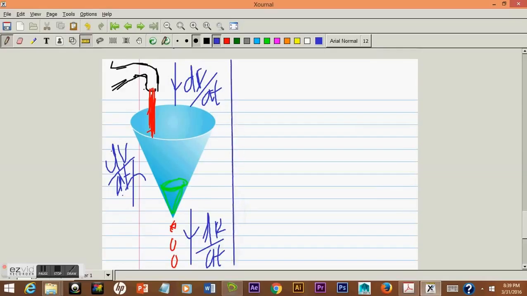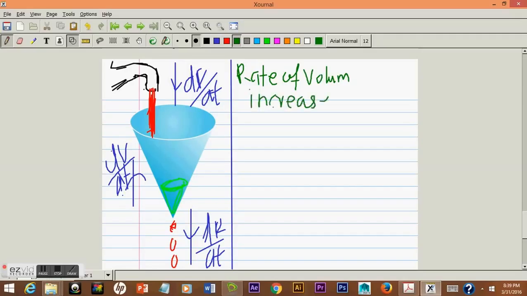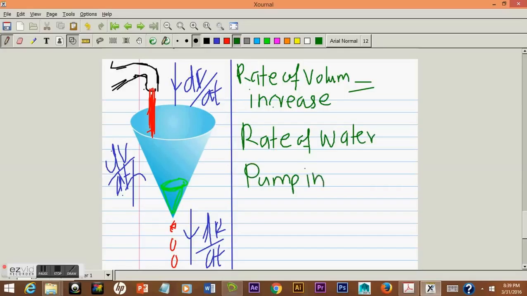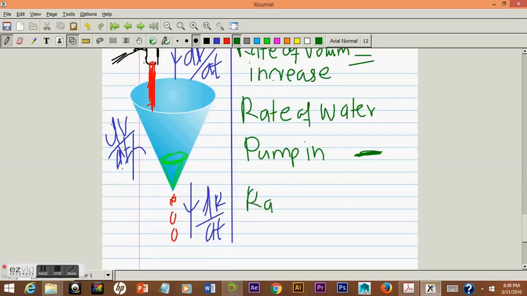So the theory: the rate of volume increase is equal to the rate of water pumped in minus the rate of water leaked out. The minus is important. It's better to write this sentence down.